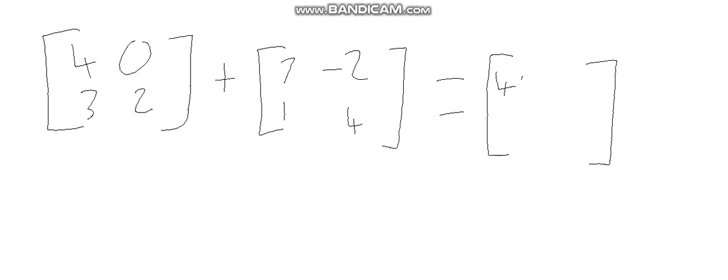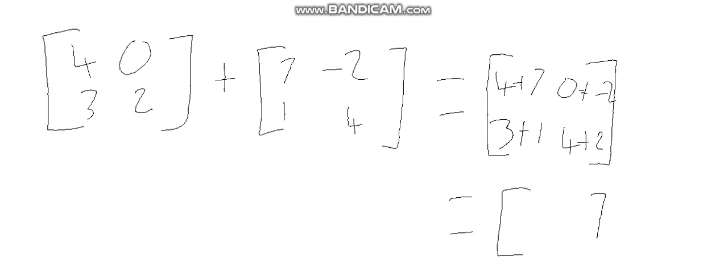4 plus 7, 0 plus -2, 3 plus 1, and 4 plus 2. And then of course the answer to this would be 11, -2, 4, 6. There you go. That would be what happens if you add them.